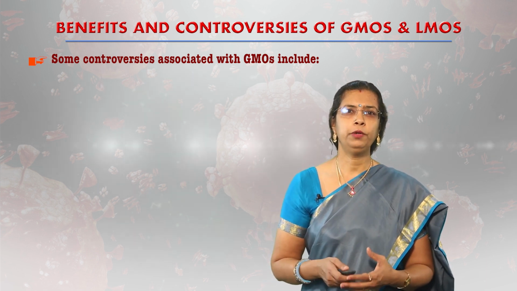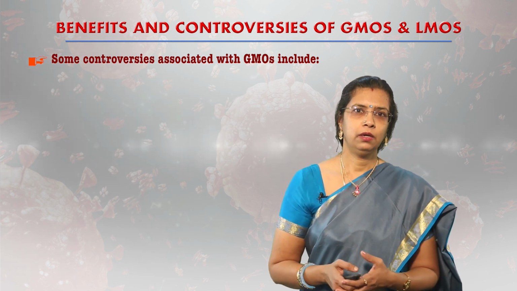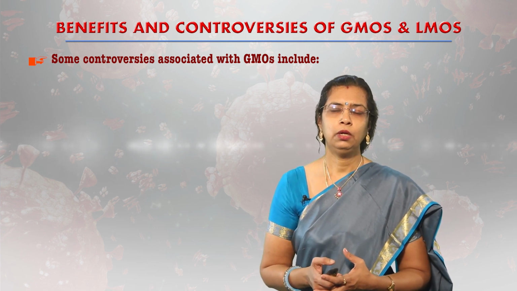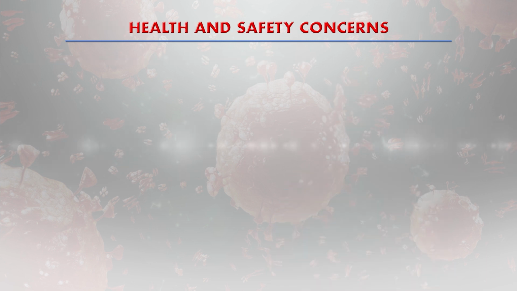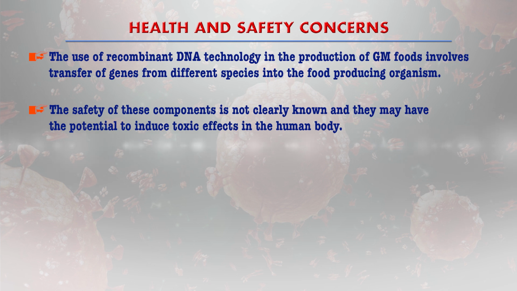Then the potential human impact: there could be certain allergens that are associated with this. The transfer of antibiotic resistance markers can also be one potential problem with the health impact. Health and safety concerns. Now the use of recombinant DNA technology in the production of GM food involves the transfer of genes from different species into the food producing organism. So the safety of this is not clearly known, and they may have the potential to even induce certain toxic effects in the human body.